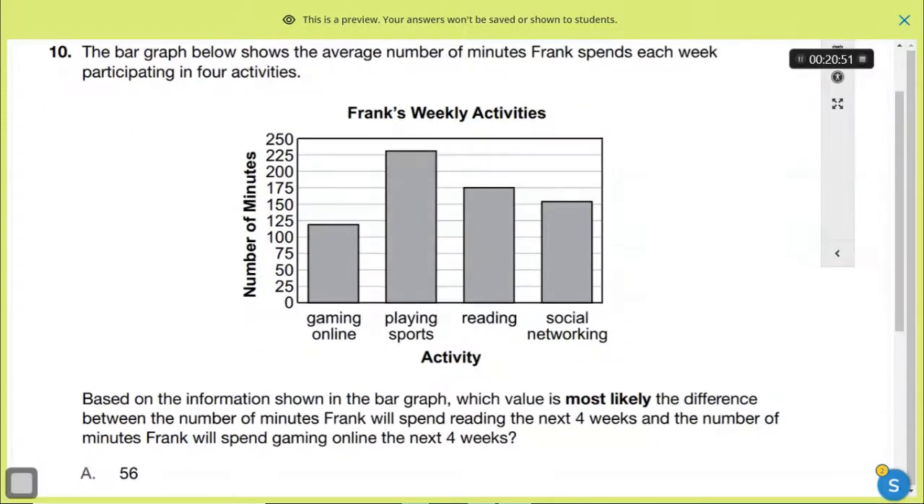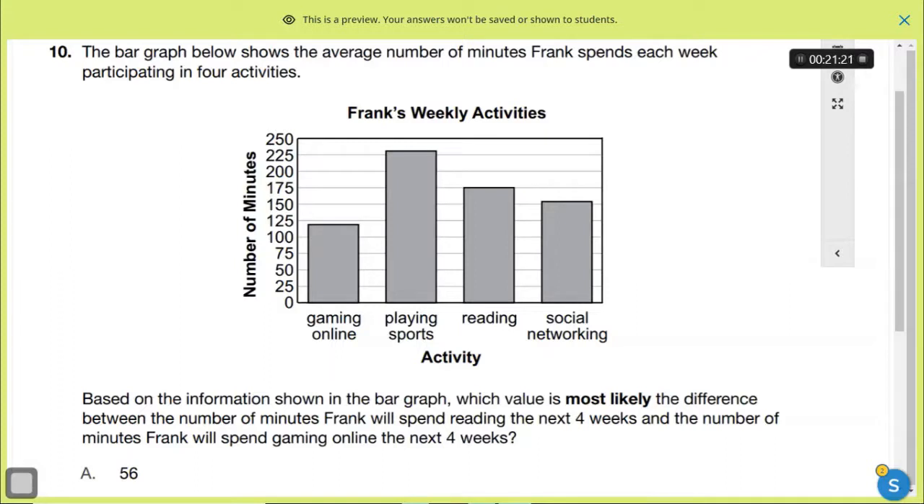Next question. All right, the bar graph below shows the average number of minutes Frank spends each week participating in 4 activities. Based on the information shown in the bar graph, which value is most likely the difference between the number of minutes Frank will spend reading the next 4 weeks and the number of minutes Frank will spend gaming online for the next 4 weeks? All right, now, when you are interpreting graphs, you have to be careful. A lot of the questions are not simply read the graph.